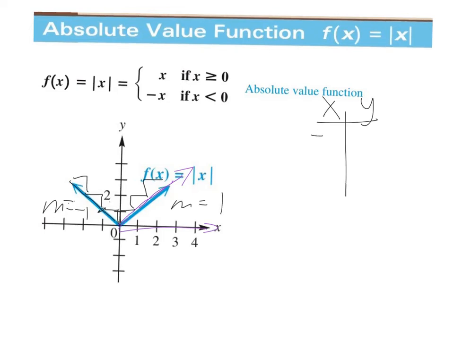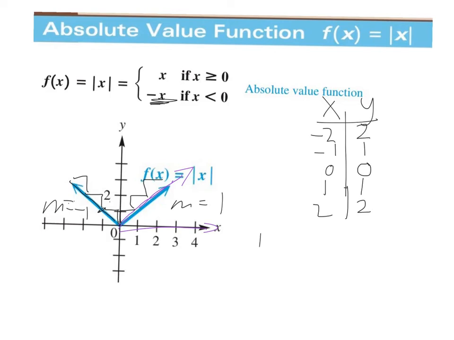There's a table of values from negative 2, negative 1, 0, 1, and 2. Notice the absolute value function just takes all the input values and makes them positive. So if you plugged in negative 2, you'd get positive 2. If you plugged in negative 1, you'd just change the sign, so you'd get positive 1. Plug in 0, you get 0. Plug in 1, you get 1. And plug in 2, you get 2.